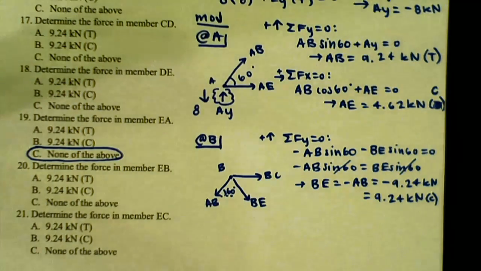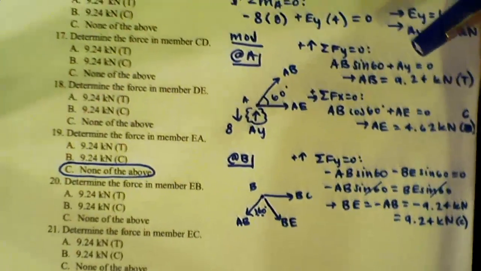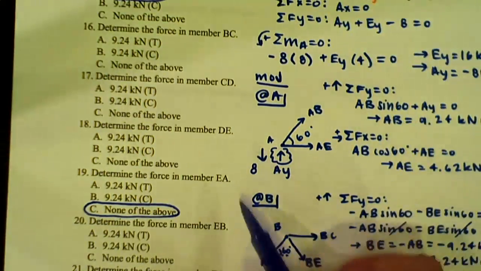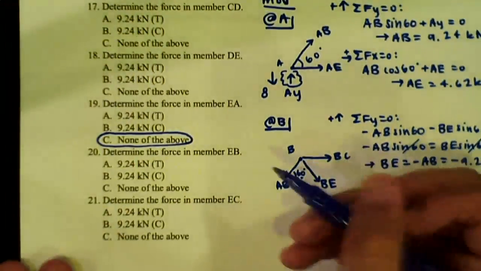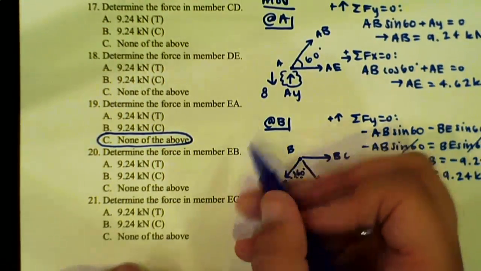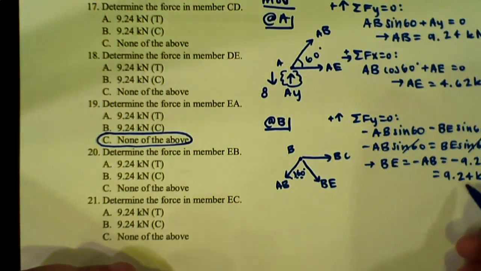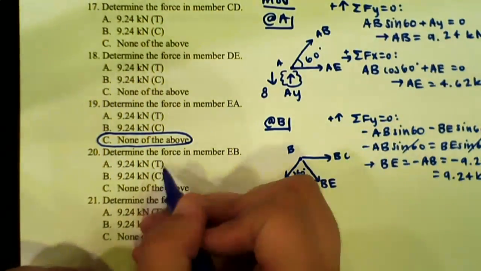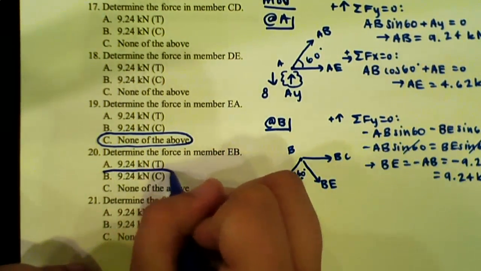Okay. So, going back through, we found our BE. So for number 20, it asks us what determined the force in member EB. And in this case, we found that it was 9.24 kilonewtons in compression. So it would be B in this case.